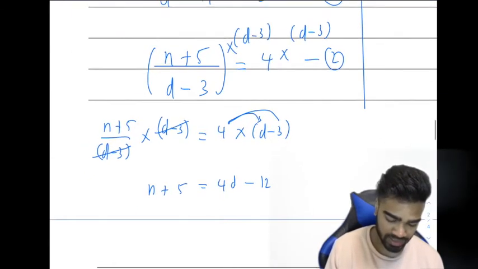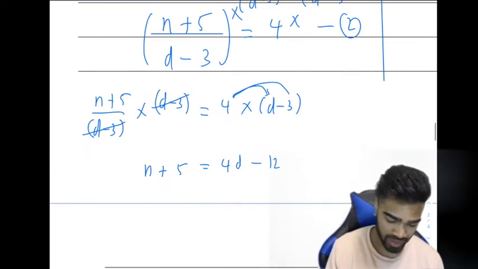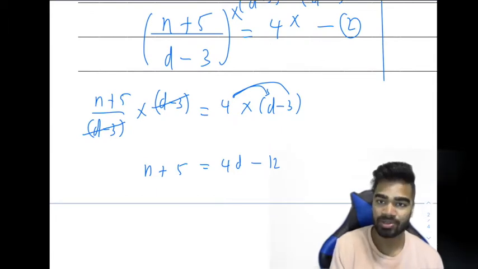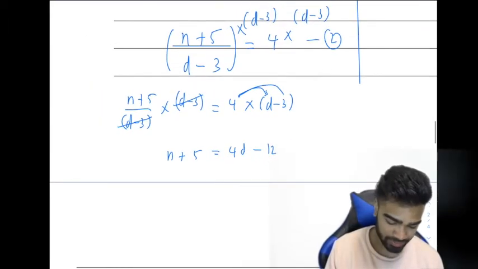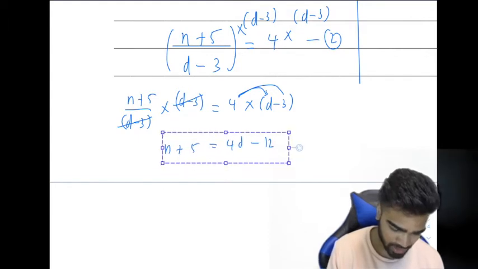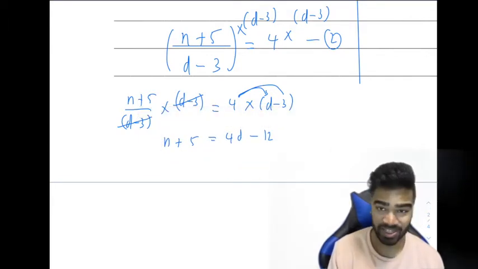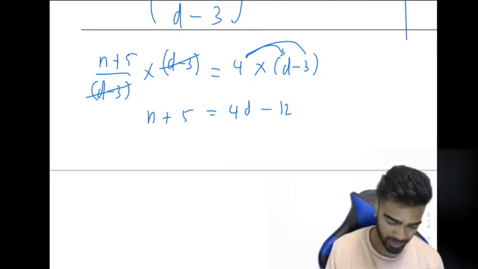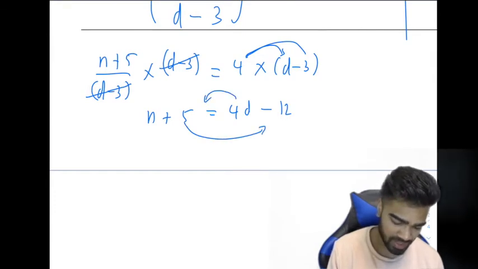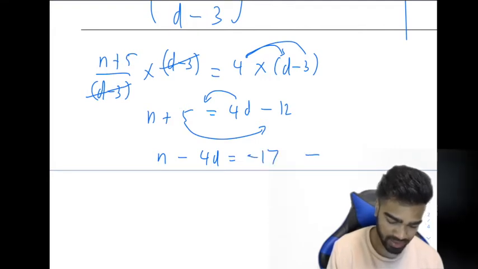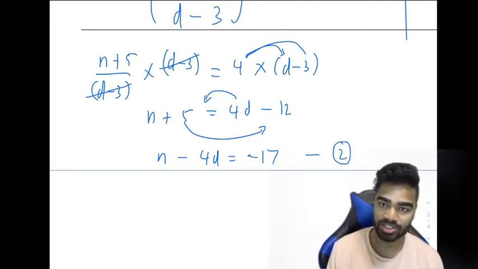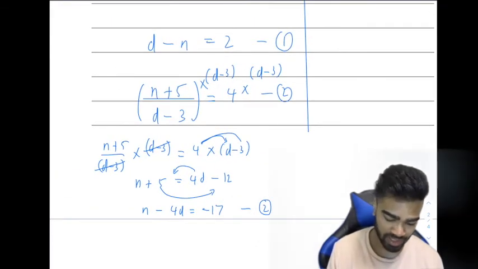Let's get this into some form that we're used to. What we're used to is having all the variables on the left and the number on the right. So what I'm going to do, sorry, it's a little messy, promise to be neat in the future, I'll take the 5 to the other side and I'll take 4d to the left. So you have n minus 4d is equal to negative 12 minus 5 is negative 17. And look, this is our equation number 2. We just rearranged equation number 2.